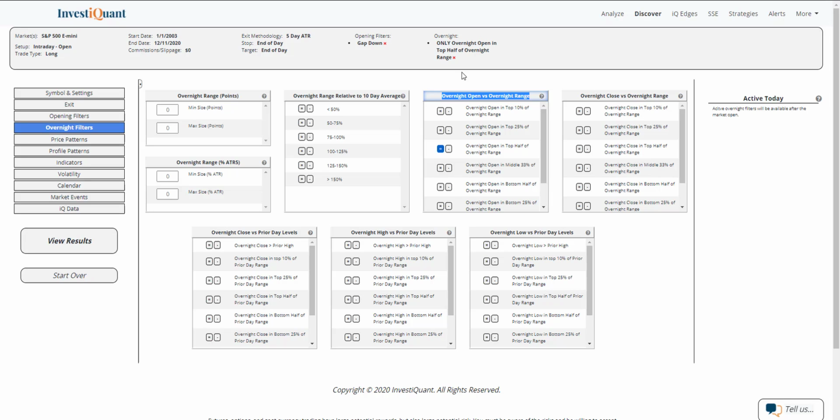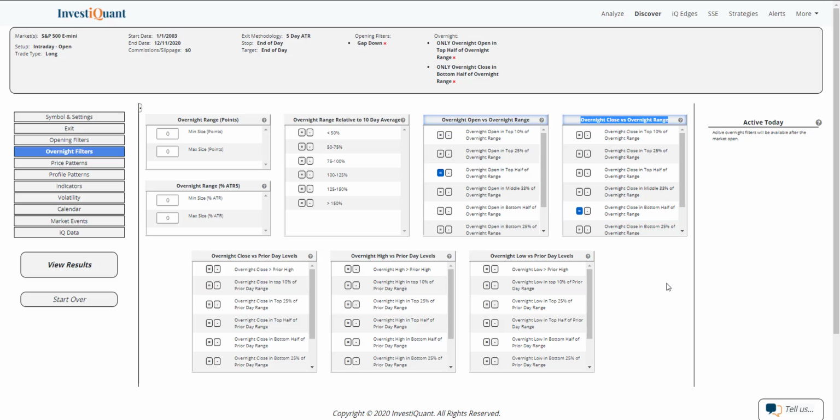And then I'm going to say at the open, we are trading in the bottom half of the overnight range. I can grab that by using the close of the overnight, which is basically the open of the regular trading hours at 9:30 a.m. Eastern Time. I'm going to say that the overnight close is in the bottom half of the intraday range. And then lastly, I'm going to add that aspect of we're seeing a wider range than what we would normally be seeing in an overnight session.